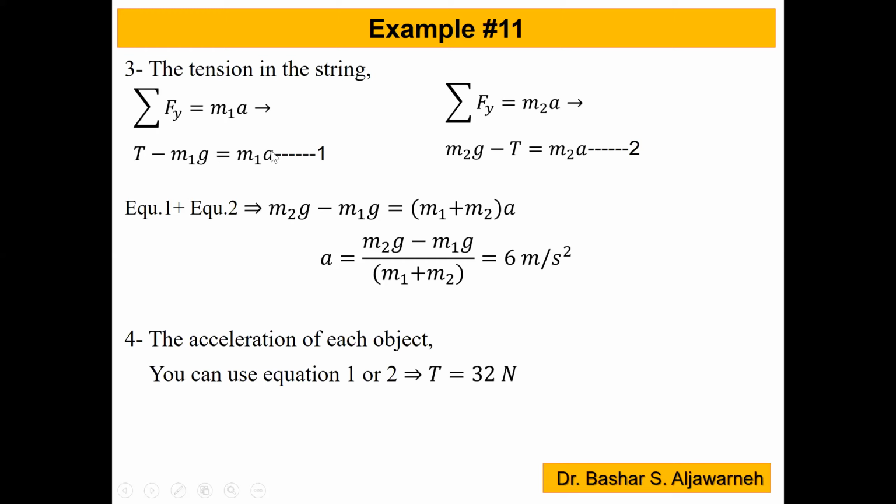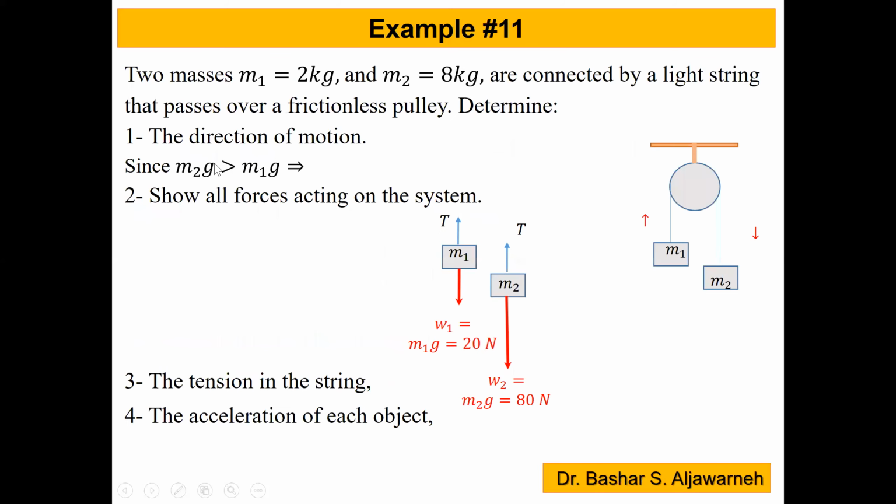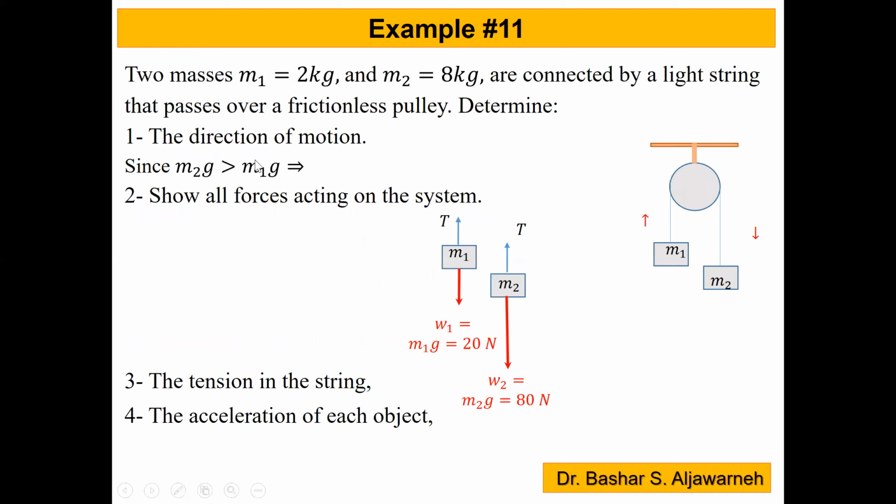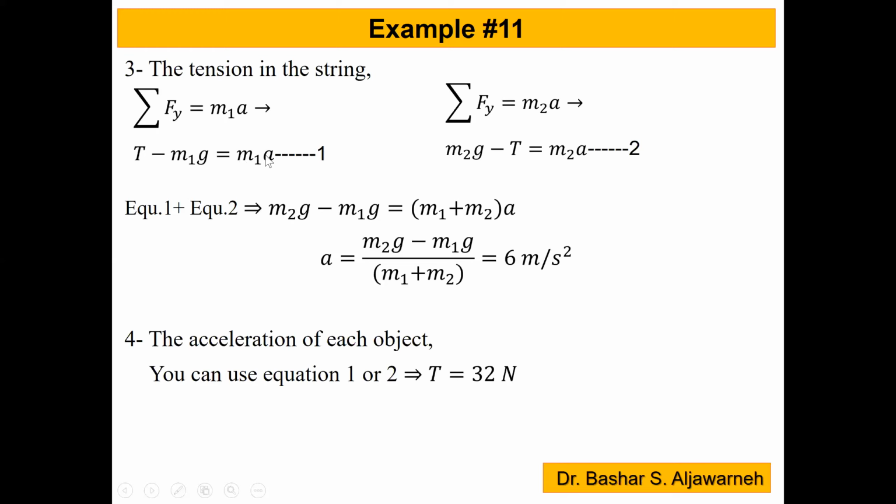This will be M1 times A plus M1 times G. M1 is 2. 2 times 6 will be 12, plus M1G, which is 2 times 10, which will be 20. So the tension will be 32.